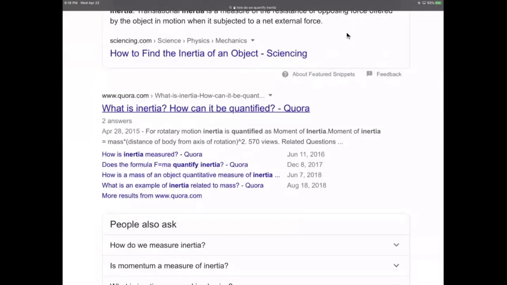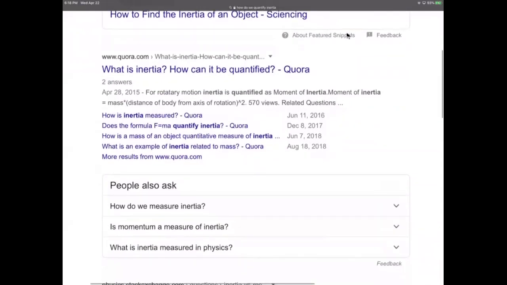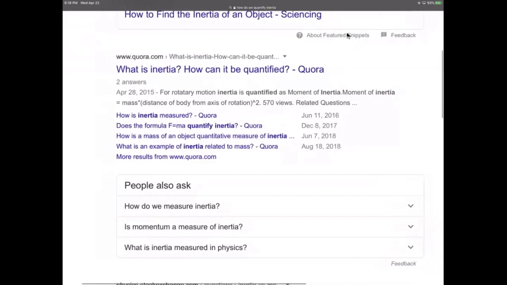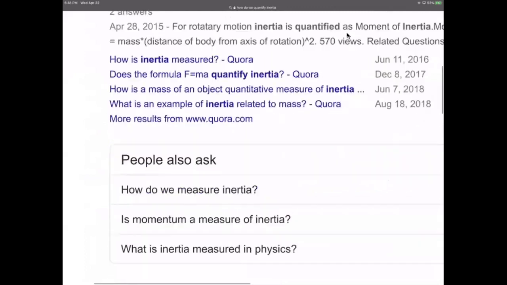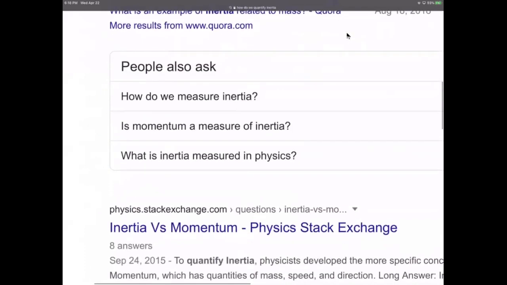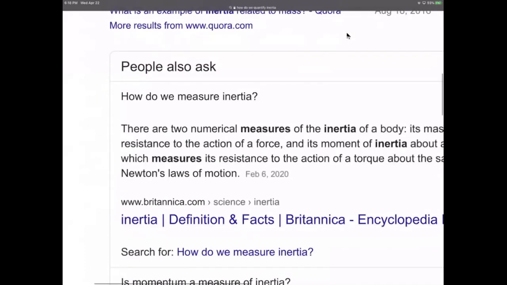Now, I don't want rotational motion here. If you see most of these, here this says for rotary motion. For rotary motion, inertia is quantified such and such. Now, we don't want rotary. How do we measure inertia?